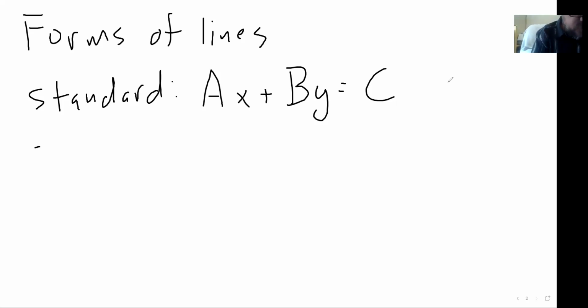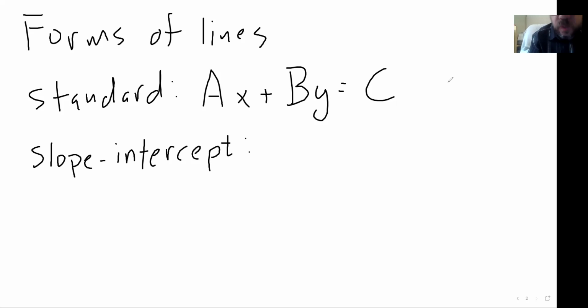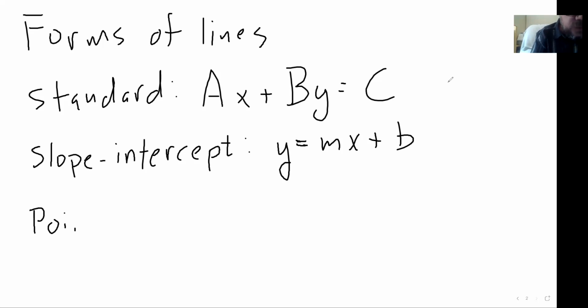There's the slope-intercept form, which we're going to use a lot because it's really convenient. And we will talk about what those two terms mean. It's y equals mx plus b. And m, again, is a number. It represents the slope of the line, which we will see in a second. And then point-slope form. Again, with the slope, I will explain what that is.